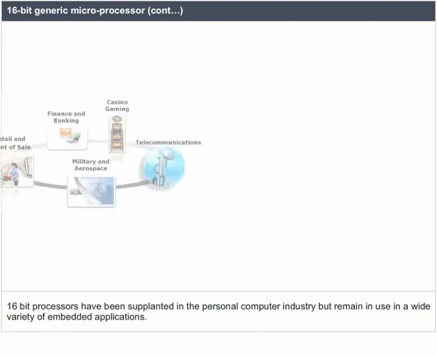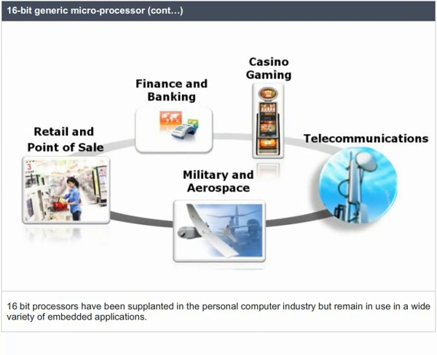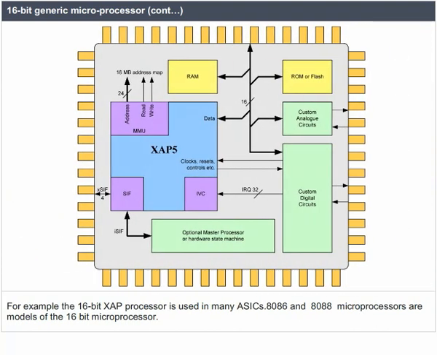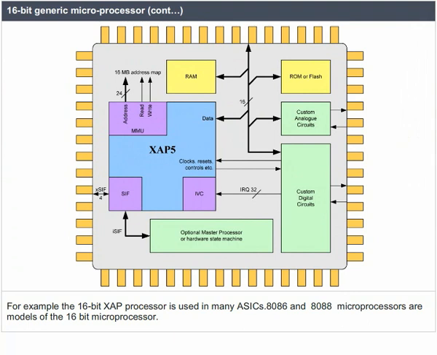16-bit processors have been supplanted in the personal computer industry but remain in use in a wide variety of embedded applications. For example, the 16-bit XAP processor is used in many ASICs. 8086 and 8088 microprocessors are models of the 16-bit microprocessor.